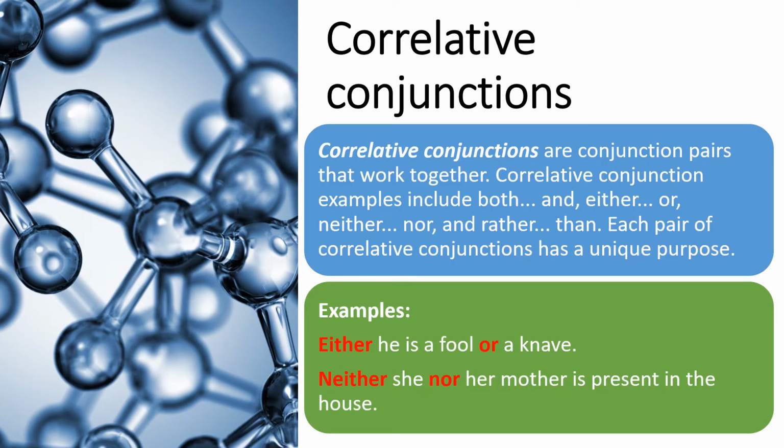Correlative conjunctions. Correlative conjunctions are conjunction pairs that work together. Correlative conjunction examples include both and, either or, neither nor, and rather than. Each pair of correlative conjunctions has a unique purpose. For example, either he is a fool or a knave. Neither she nor her mother is present in the house.